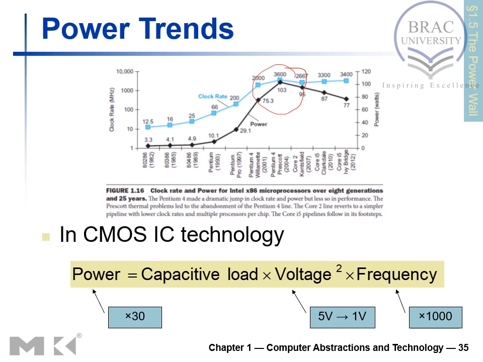Now, the power equation, if you look carefully: over the last 20 years, from here to around this part, you would see the power increased 30 times. And voltage actually decreased. It started at 5 volts, and now it has gradually decreased to 1 volt, while the clock rate increased almost 1000 times. So the power equation is capacitive load, voltage squared, and frequency.